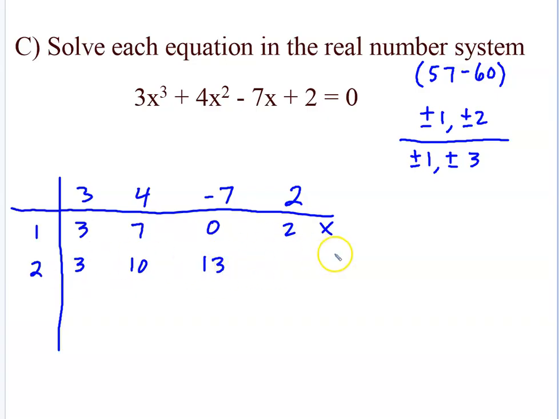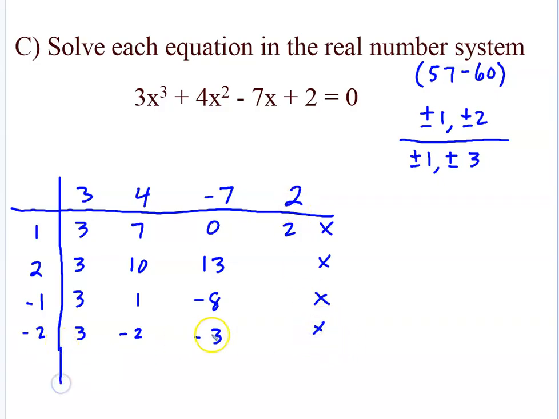That's not going to give me a 0 remainder, so we'll try something else, maybe -1. -3 plus 4 is 1. Negative 1 plus negative 7 is negative 8. 8 plus 2 is not 0, so we'll try negative 2. Negative 6 plus 4 is negative 2. This is positive 4 plus negative 7 is negative 3. 6 plus 2 is 8, so that's not going to work.